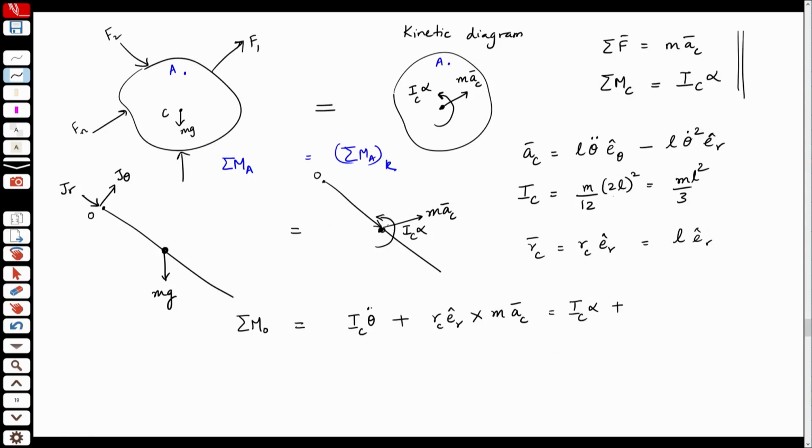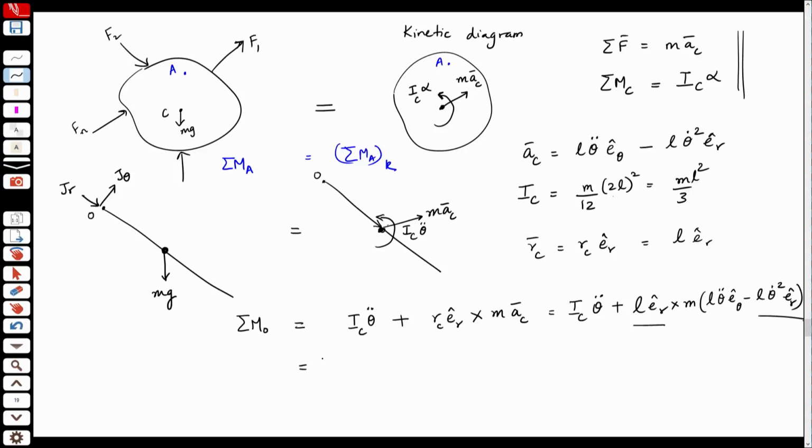alpha is theta double dot. So, let me go back to that notation. Theta double dot plus L e_r cross m a_C, which is L theta double dot e_theta minus L theta dot squared e_r. So, the radial component obviously will not contribute to the moment, which you will see, because the product of e_r cross e_r will go to 0.